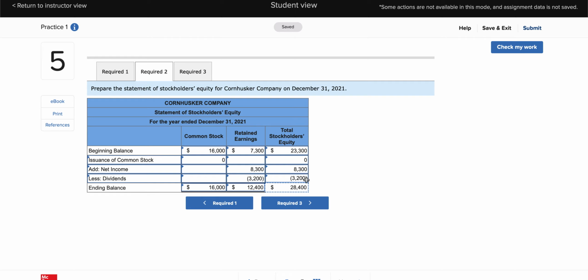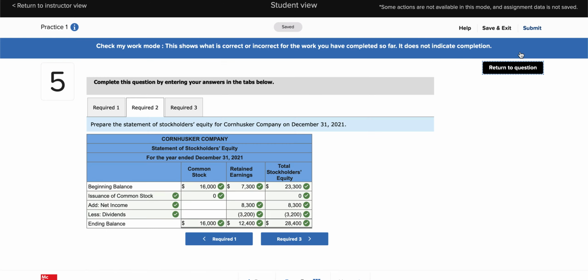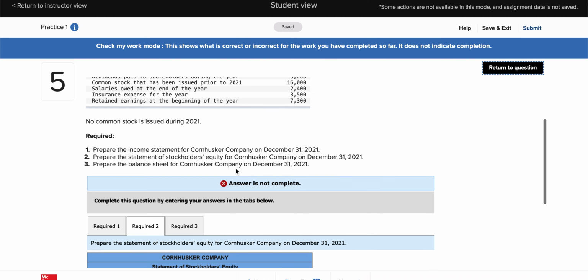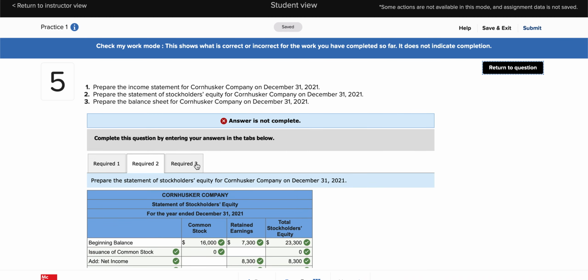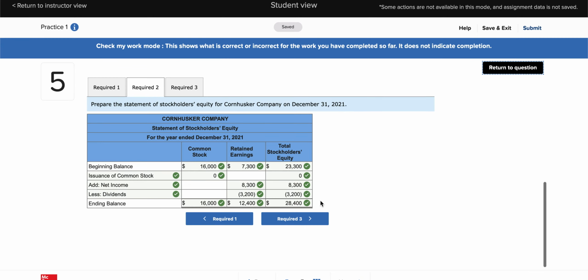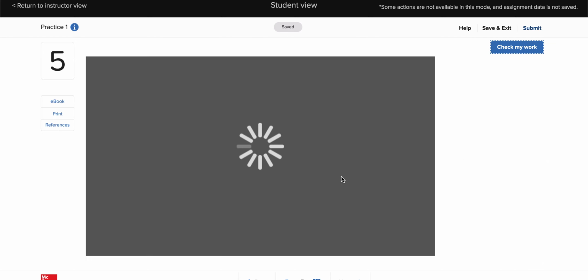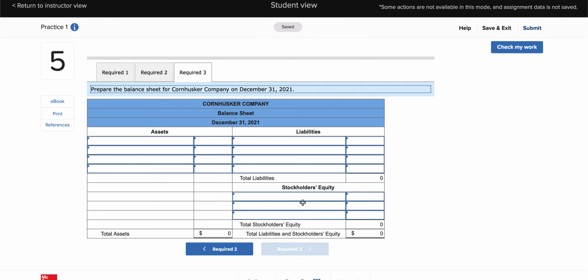And I have $28,400. Now, I need some of this information because this entire bottom line is what's going to be my stockholders' equity section of my balance sheet. So I want to make sure that it's right before I move on. Let's check our work. Again, I get the not complete, and that again is because I haven't done requirement 3 yet. But I'm mainly looking at making sure these numbers are right so I don't carry the wrong numbers over. Return to my question. Click on requirement 3. I keep wanting to say retirement.